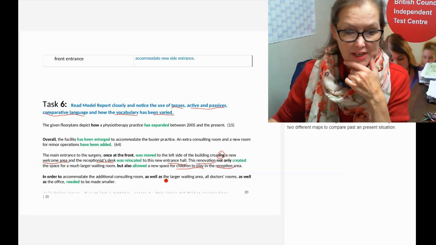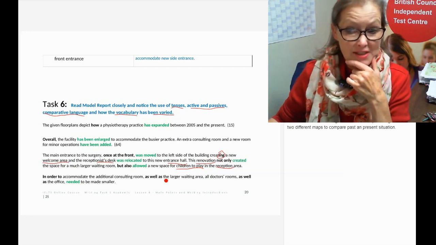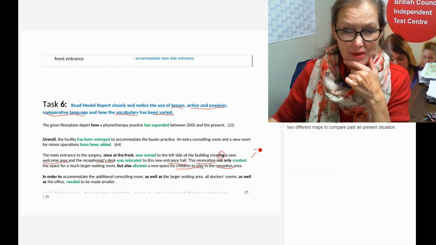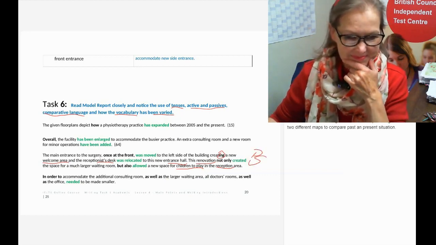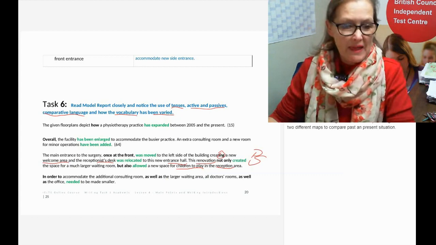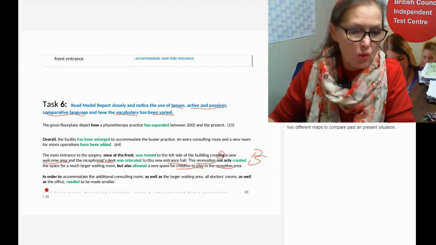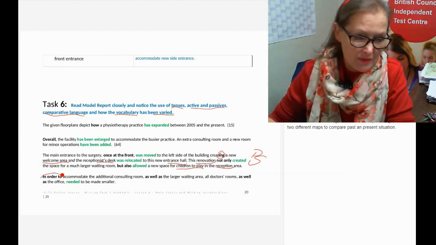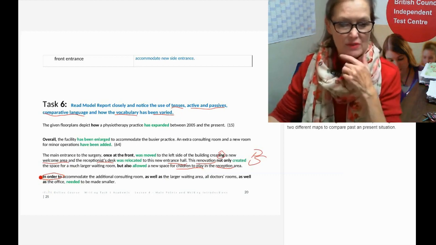And notice that there I'm using my past simple tense. Okay, I'll just put a big P, past simple tense. And then we'll move on to the second paragraph of the body of our report. Have a look at how I've started this: in order to. Okay, so I'm giving a result.